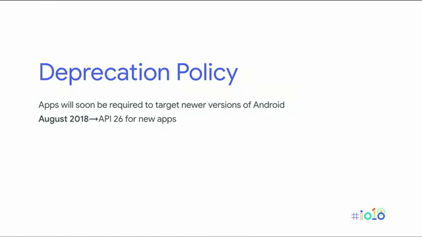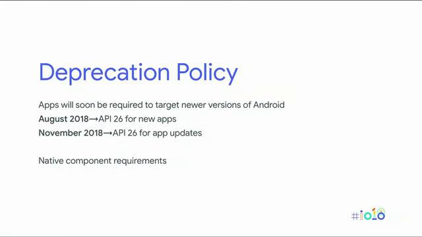As of August this year, new applications published on the Play Store will have to target API level 26. And as of November this year, any update to an existing application that you publish on the Play Store will have to target API 26. And you can expect those numbers to go up over time.